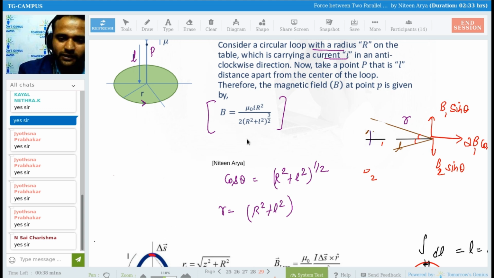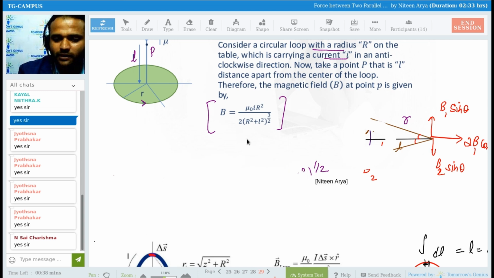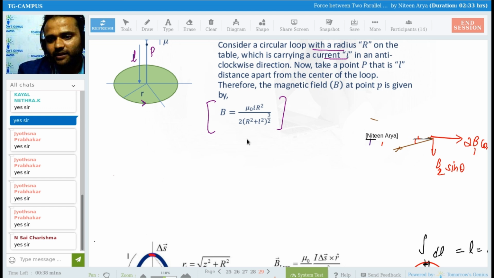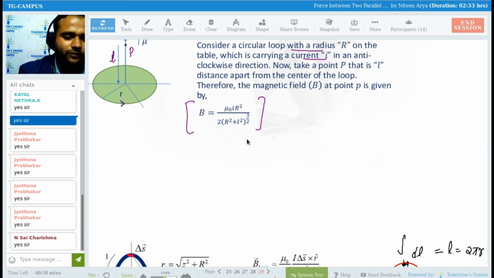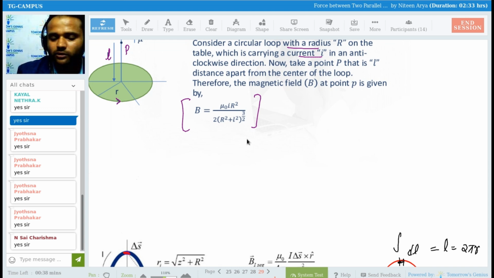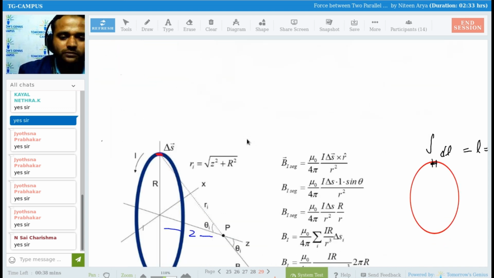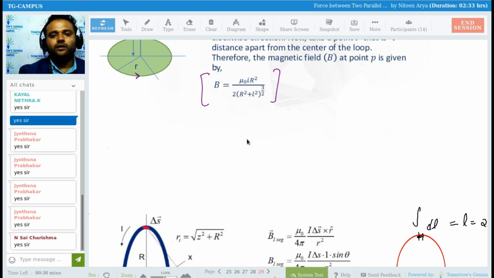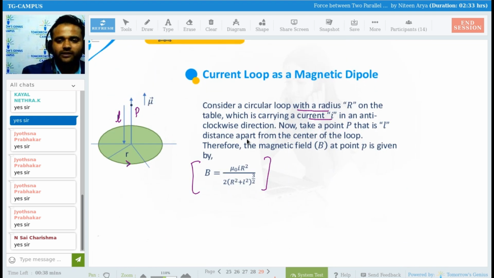For the formula, you can take the help of this particular derivation that I already gave you, because this sine cos approach is a little bit of a complex process. You can do that simply with the help of the Biot-Savart law and integrating over this loop. So this is your formula for this. We can treat this as formula number 1.